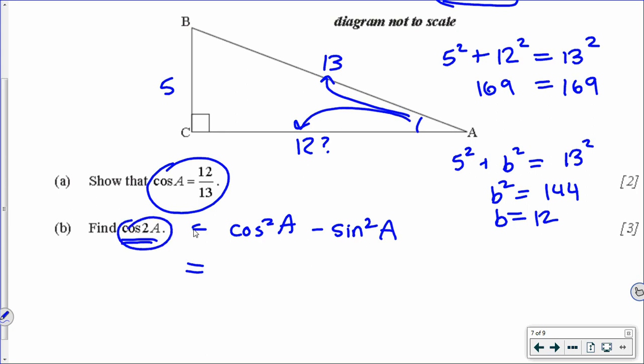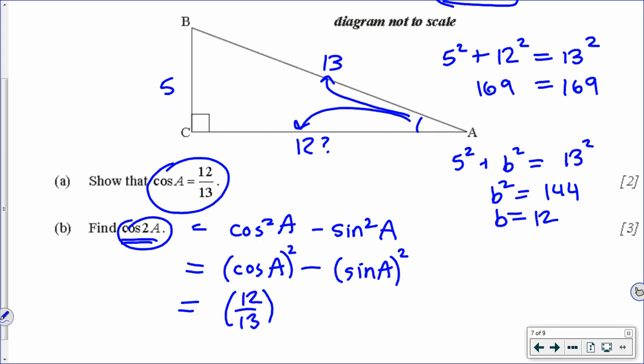So if I have the cosine of a squared, and remember that that's what a squared means when it's inside a cosine function or a sine function like that. It means the quantity squared. So I have the cosine of a. I know that that's 12 over 13. That was given. And I have the sine of a, which is 5 over 13, and that was also given.